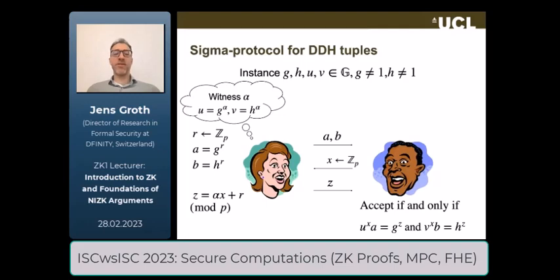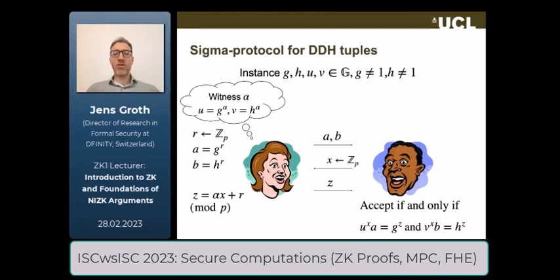And the public coin verifier just sends a random challenge x, a random element of Z_P. And now the prover computes z, which is alpha times x plus r, and sends that to the verifier. And the verifier runs two checks, okay? It checks that u^x times a is g^z, and v^x times b is h^z.